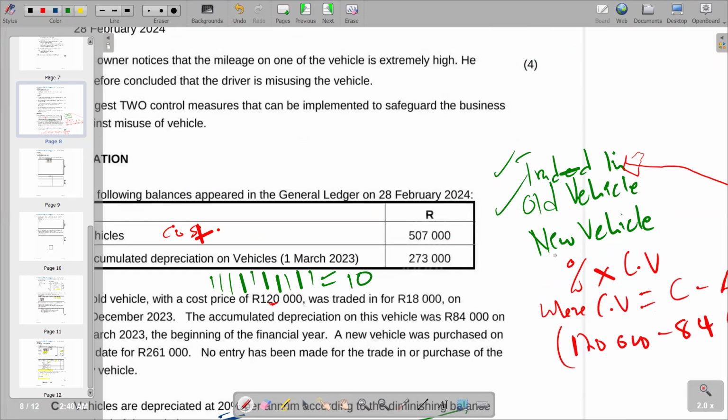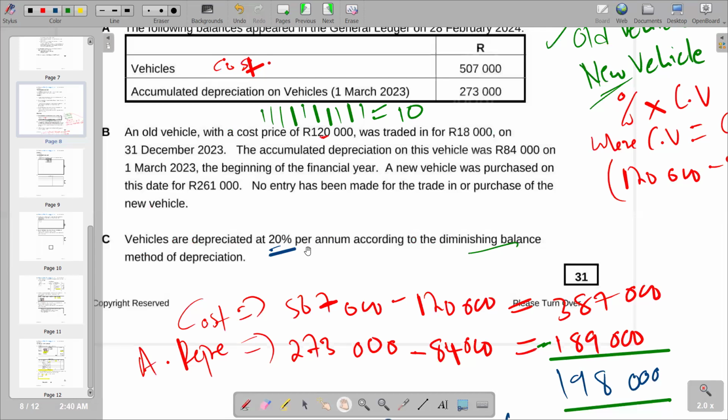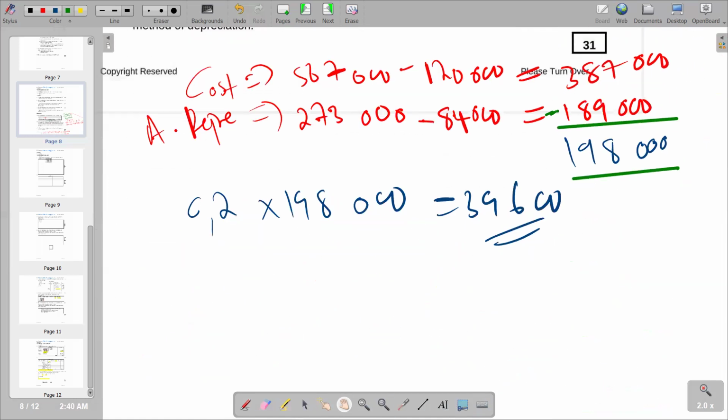Now we have got one more, the depreciation of the new vehicle. For the new vehicle, although we are saying it's a diminishing balance method where I say percentage times carrying value, the new vehicle doesn't have accumulated depreciation yet. The carrying value is the same as the cost price. So we are going to use 261,000 times 20%. So we are going to say 261,000 times 0.2, which is our 20%, and then we multiply by the proportion of months that it stayed.